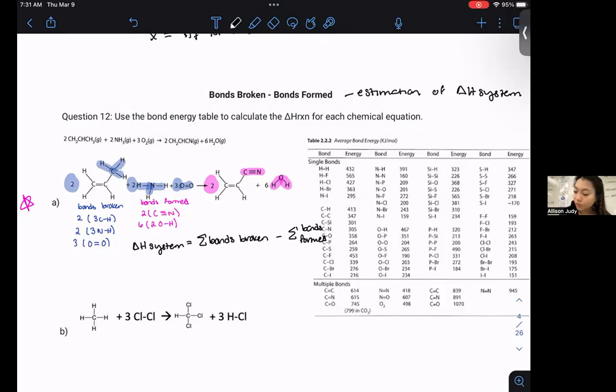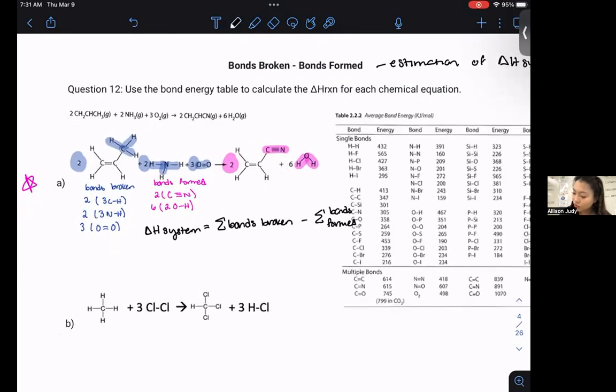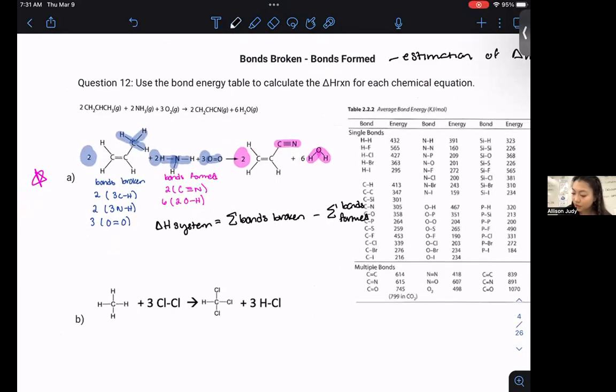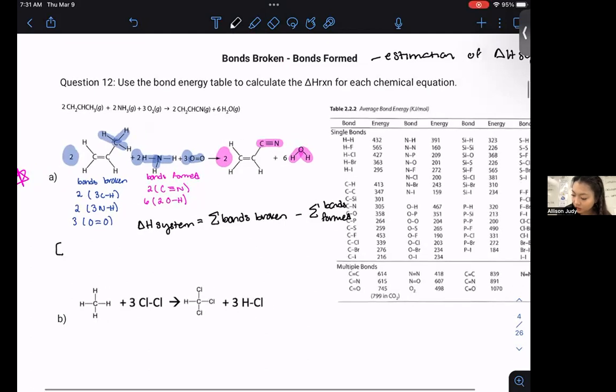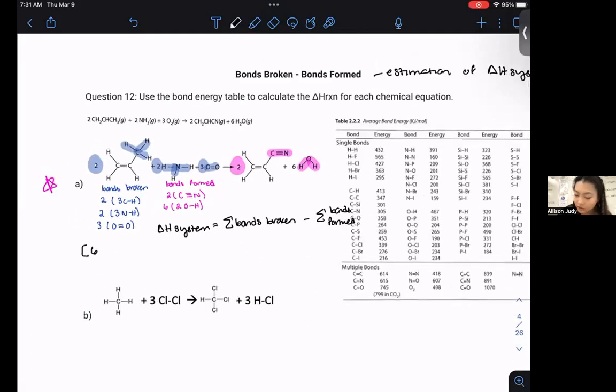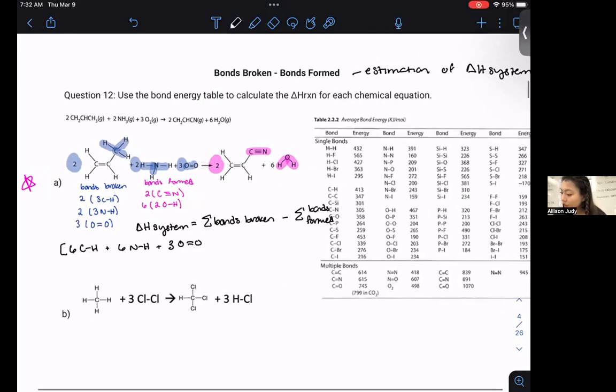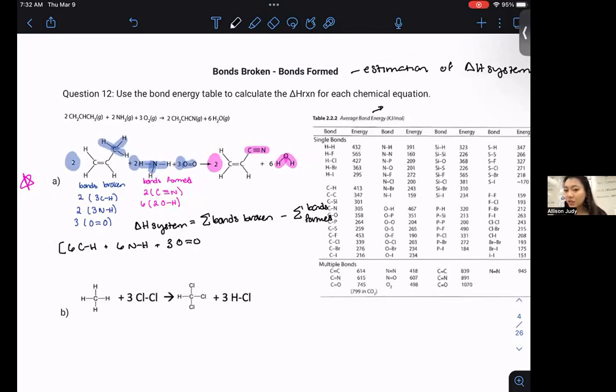Then we would simplify our work done up here and translate it to the formula. The bonds broken sum is going to be 6 times the C-H bond breaking bond energy value, plus 6 times the N-H single bond energy value, plus 3 times the double bond oxygen breaking value. And don't forget, bond energy is the energy it takes to break a bond, which is indicative of the amount of potential energy stored in the bond.